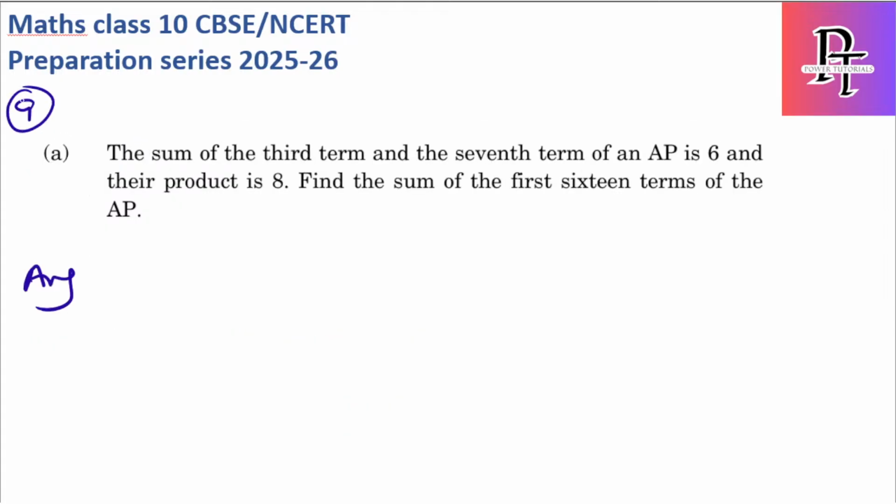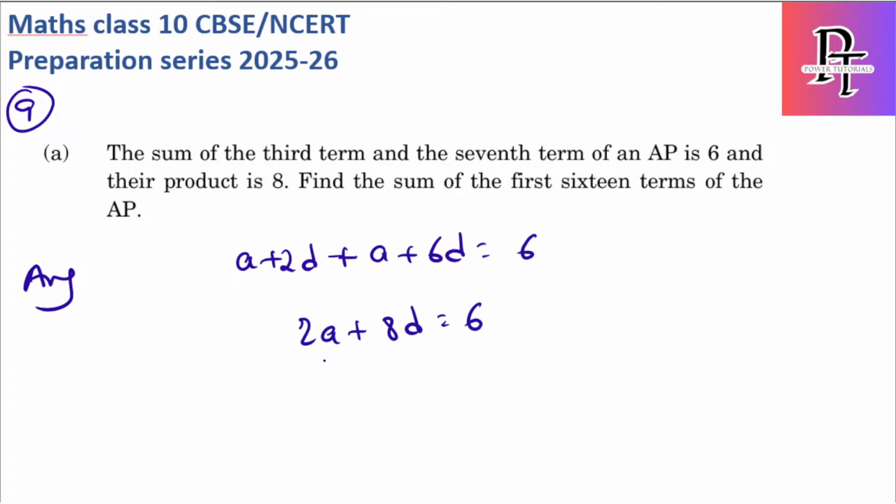The sum of the 3rd term and the 7th term in an AP is 6. Find the sum of the first 16 terms. So what is the sum? The 3rd term is a plus 2d, plus the 7th term, a plus 6d, is 6. So this becomes 2a plus 8d is equal to 6. If I divide by 2 on both sides, I will get a plus 4d is equal to 3. Keep it aside somewhere.